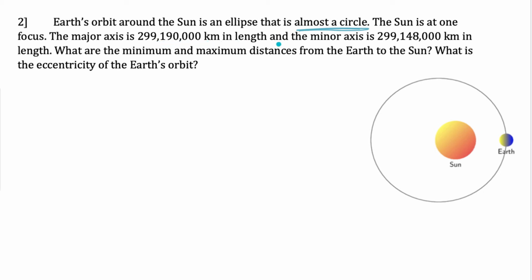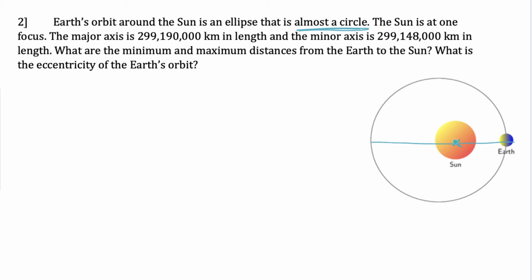The sun is at one focus, and the major axis is 299,190,000 kilometers in length, and the minor axis is 299,148,000 kilometers in length. So we want the minimum and maximum distances from the Earth to the sun. We're going to assume that we're measuring from center to center. Although when we're talking about distances like this the diameters might be negligible, we're just going to assume we're going from center to center.